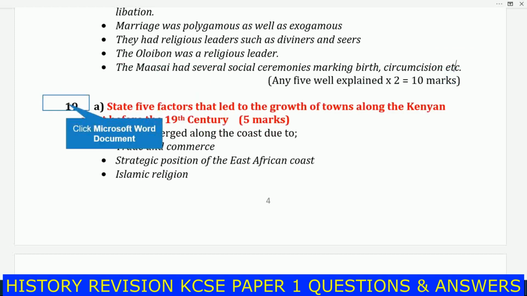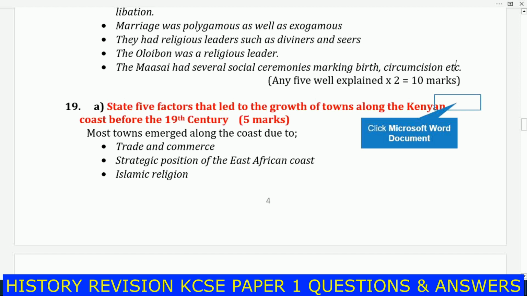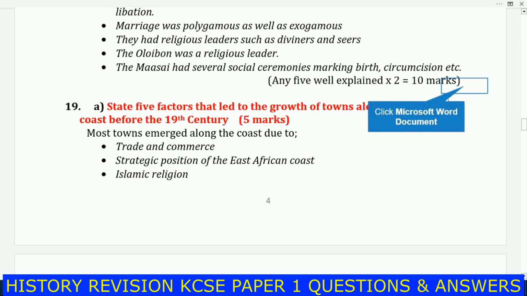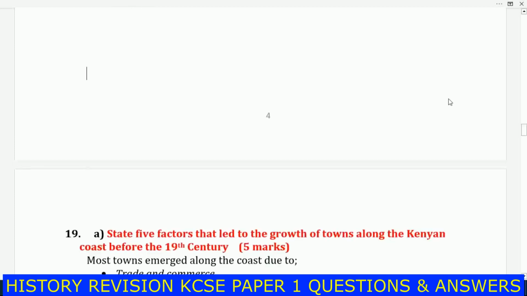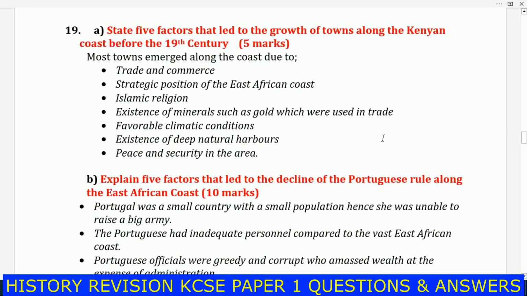Let us get it properly so that you can see it properly. We want people to see the question and the answers properly. So we have it here.